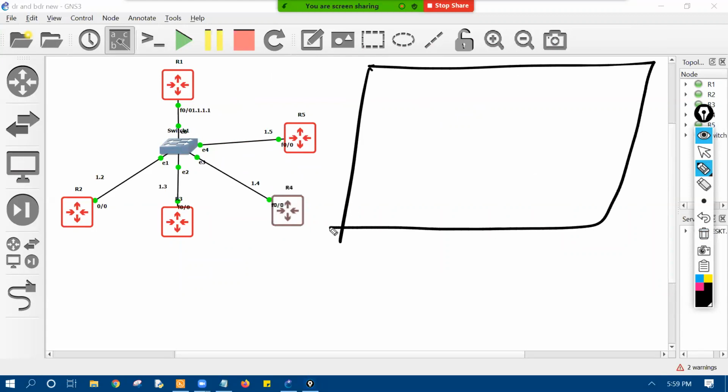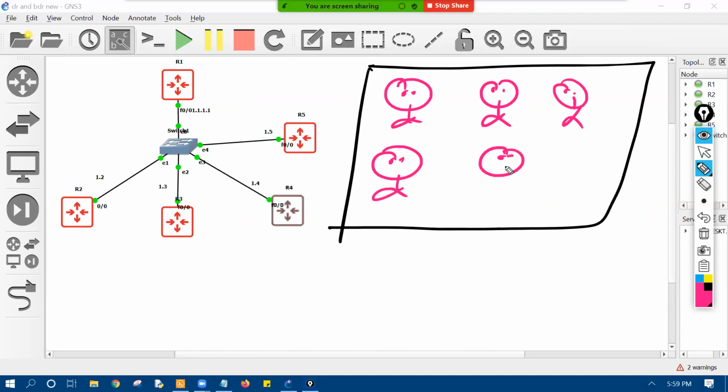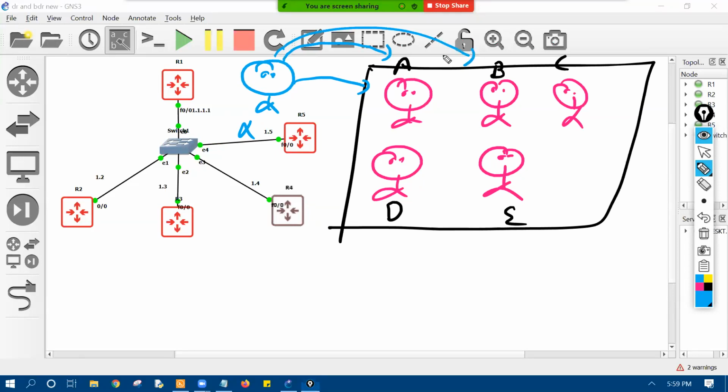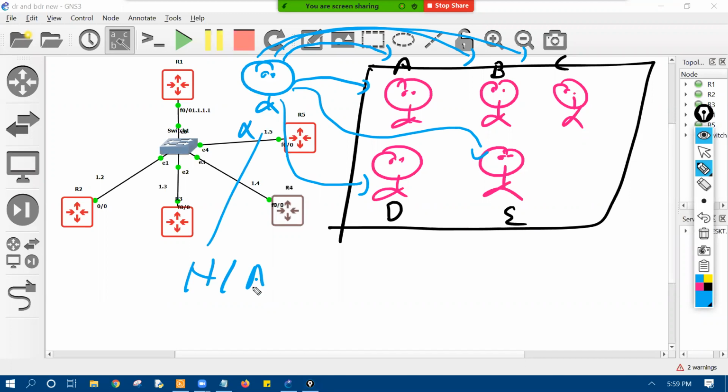It is something like this. This is the classroom, and in this classroom there are people sitting over there, right? This guy's name is A, this guy is B, this guy is C, this guy is D, and this guy is E. If a new person comes into this classroom, try to understand, this guy's name is X. X must know about A, X must know B, X must know about C, X must know about D, and X must know about E. So this guy has to form neighborship and adjacency with every person.